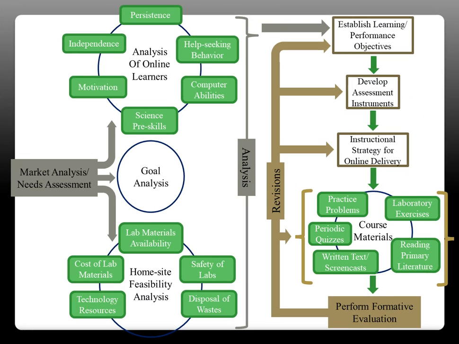Here is a schematic, kind of a bird's eye view of the model. After we do a market analysis or perform a needs assessment, there's a three-prong analysis that we need to perform. First of all, we would be very interested in the online learners themselves. We would like to know, what is their degree of motivation or their independence? Are they persistent in the face of difficulty? Do they have help-seeking behavior? What are their computer abilities like? And finally, what are their science, math, or technology pre-skills? These are all things that we really need to know before we start developing the instruction.